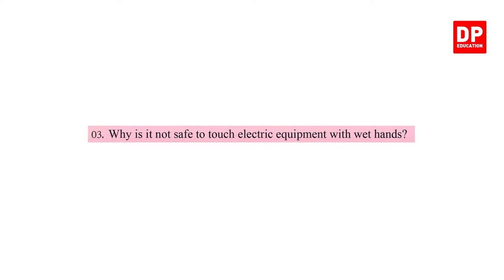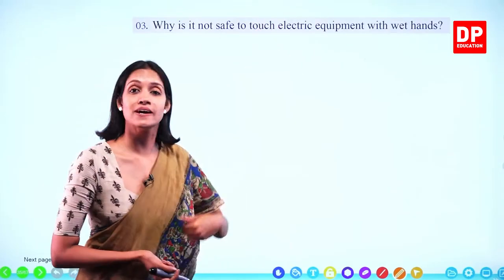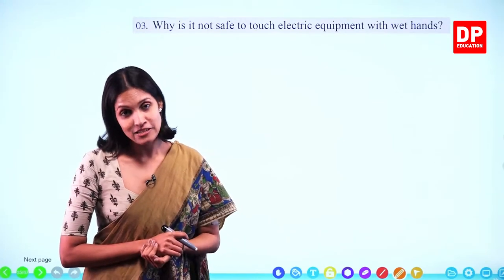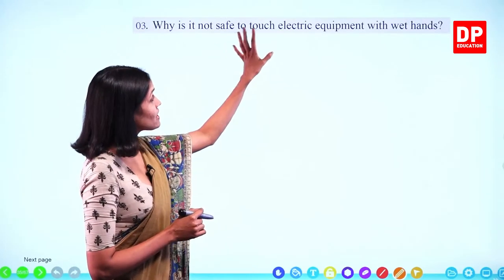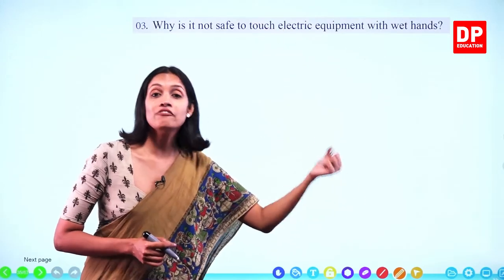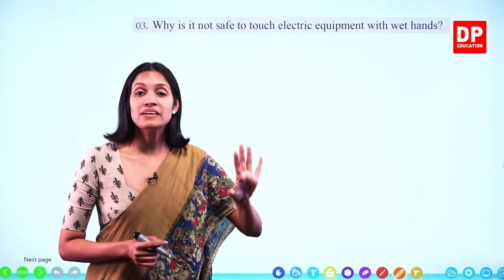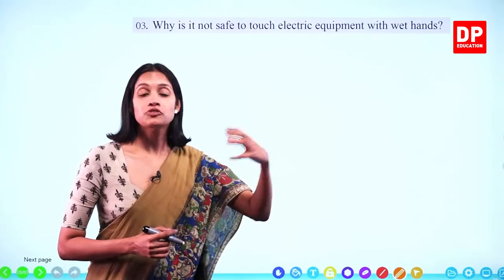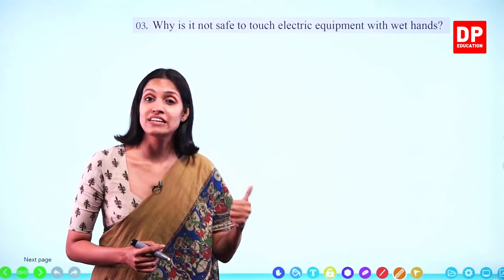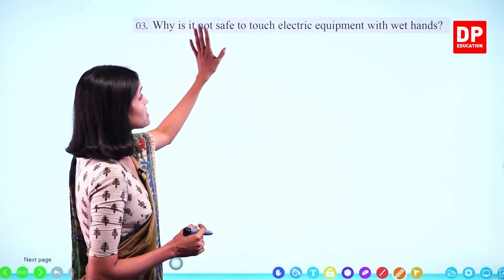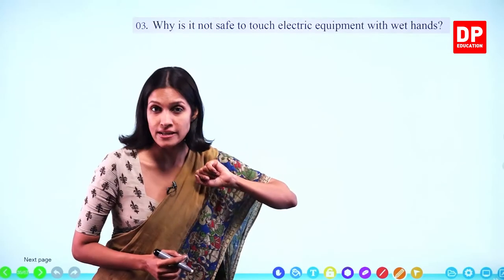Why is it not safe to touch electric equipment with wet hands? Now, we discussed this many times. What is the reason, children? Water is an electrical conductor. So what happens if we touch the electric equipment or the appliance with wet hands? In case electricity is leaking from that appliance, what will happen? Because our hand is wet, that electricity passes through our body. Through water it passes, and therefore we will get electrocuted or we will get an electric shock. That is why it's not safe to touch electric equipment with wet hands, okay?